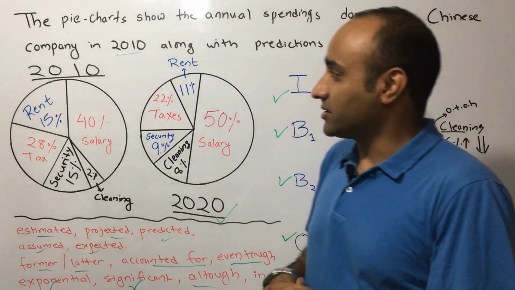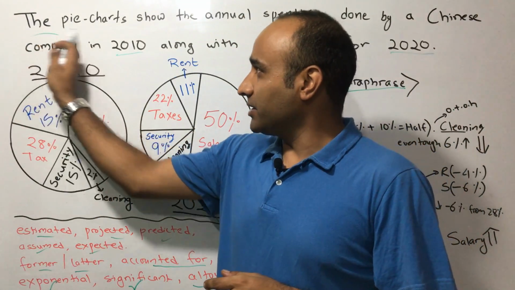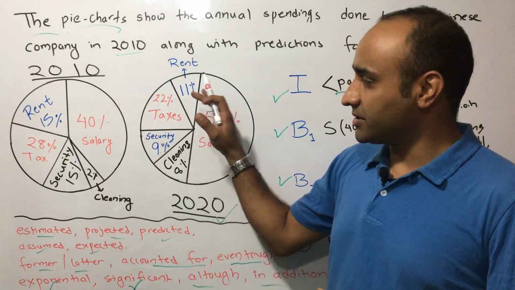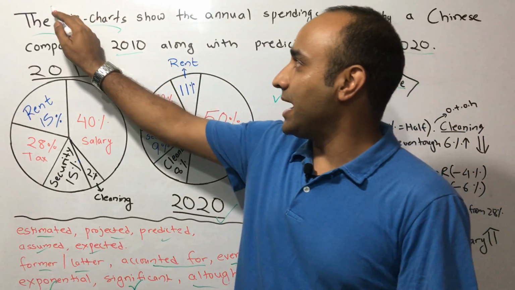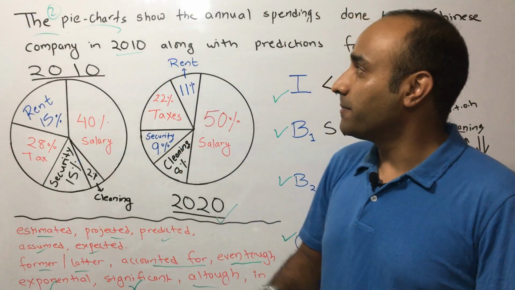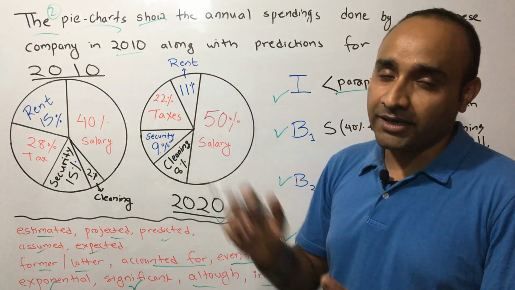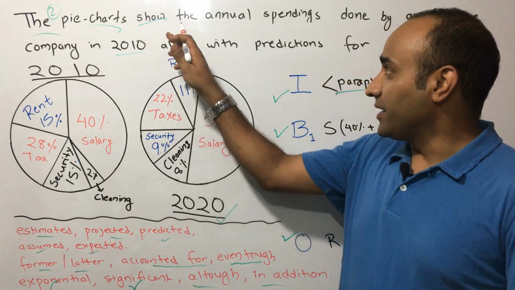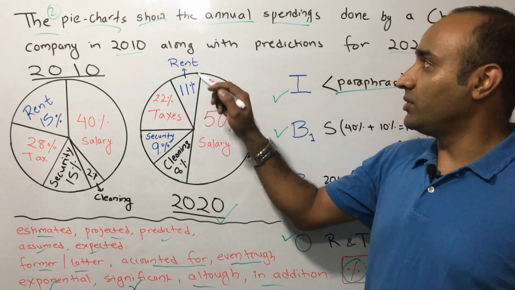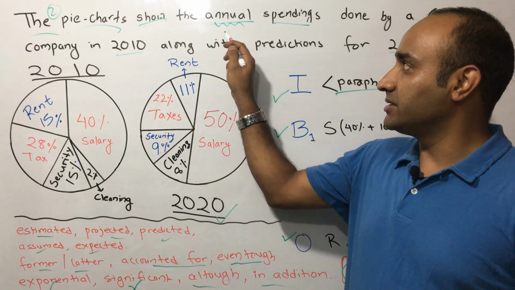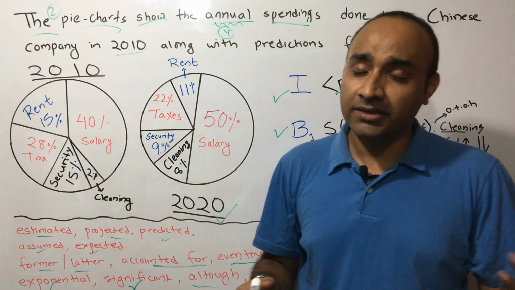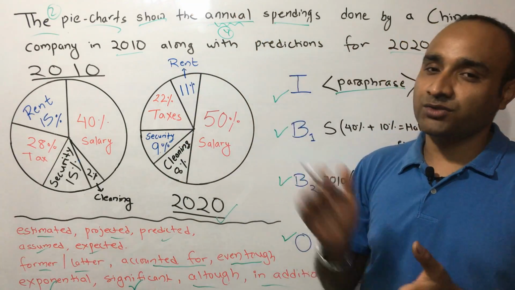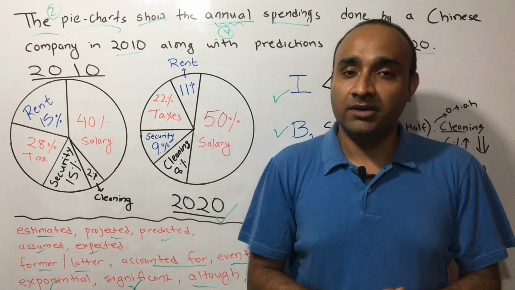The question tells us the pie charts. So since it's obvious that there are pie charts, maybe I can add 2 in between somewhere. Show, I can definitely change this to maybe illustrates or demonstrate. Then I've got annual spending. So annual obviously means yearly, quite obvious, right? Spendings can be replaced with a word like expenditure.